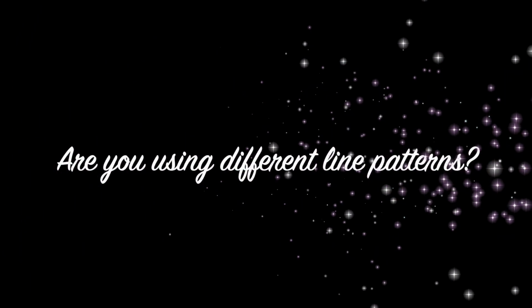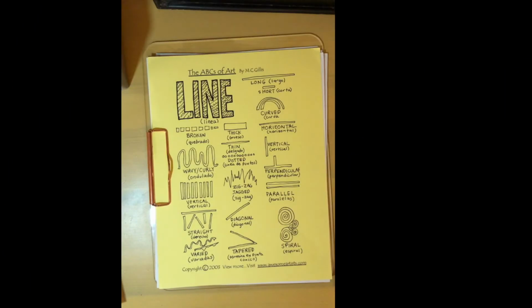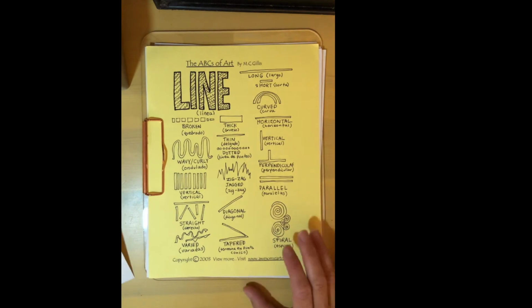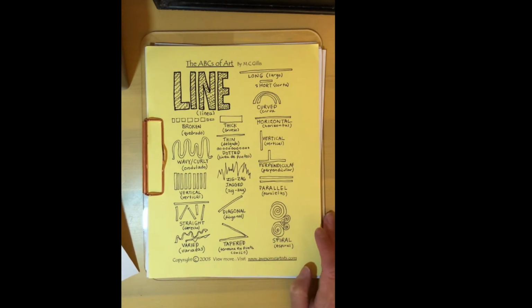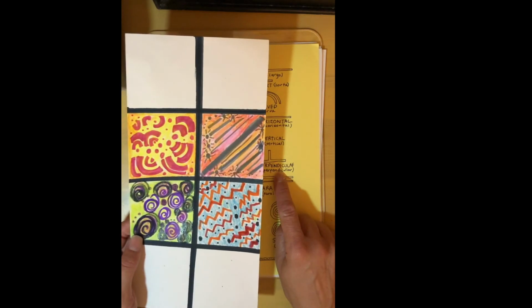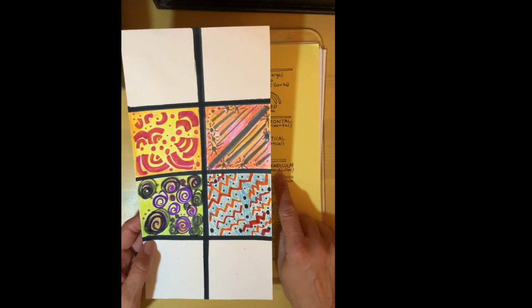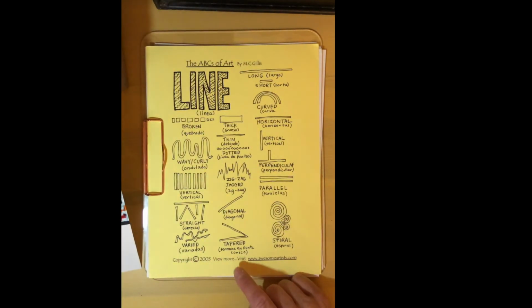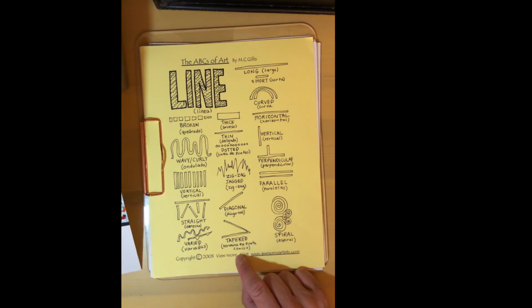Take a break and check your work. Are you using different line patterns? Let's see. I'm going to check my ideas here. What kind of lines haven't I added? Well, I don't have anything that's perpendicular. Do you see anything perpendicular? I don't. And I don't see anything that's tapered.